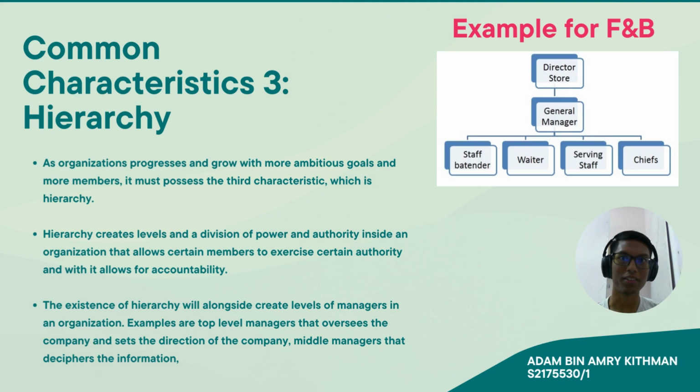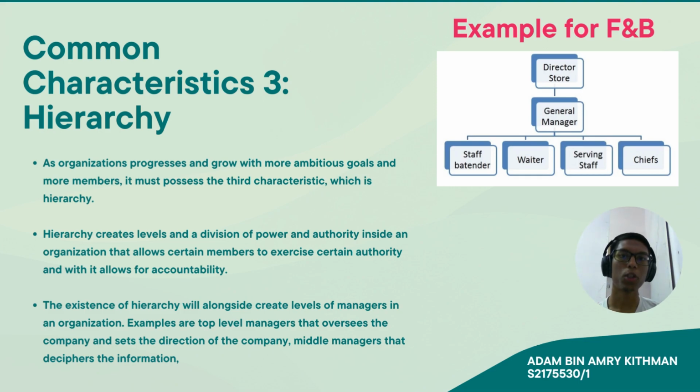All right. So the third characteristic of an organization is hierarchy. Now, as organizations grow and expand, they need to create levels within those organizations so they know who and what members are allowed to do certain functions and processes, and also to exercise their power. Now, hierarchy is a way of organizing individuals and groups based on their level of power and responsibility, with those at the top having more power and responsibility than those at the bottom.